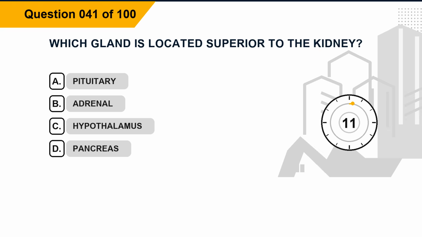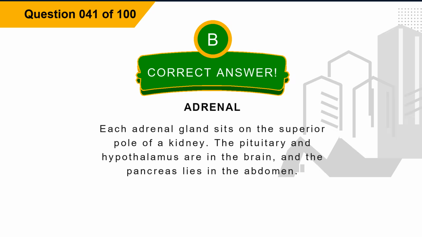Question 41. Which gland is located superior to the kidney? Option A. Pituitary. Option B. Adrenal. Option C. Hypothalamus. Option D. Pancreas. The correct answer is option B. Adrenal. Explanation. Each adrenal gland sits on the superior pole of a kidney. The pituitary and hypothalamus are in the brain, and the pancreas lies in the abdomen.